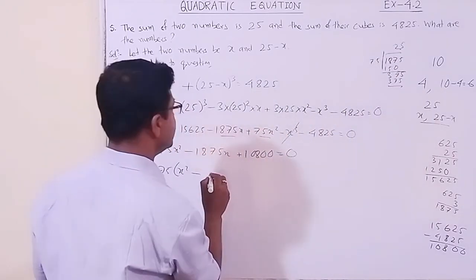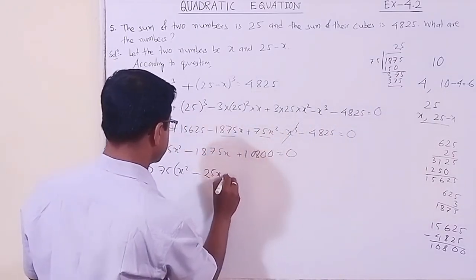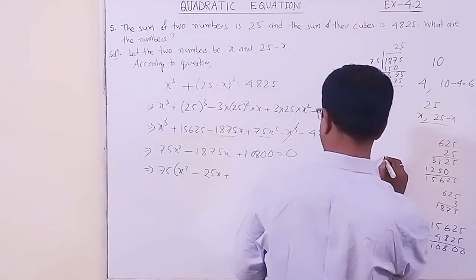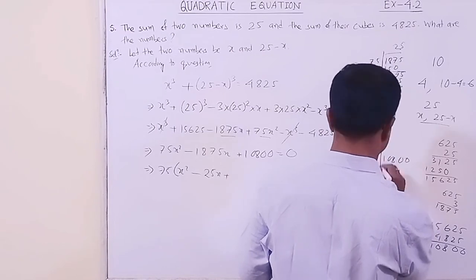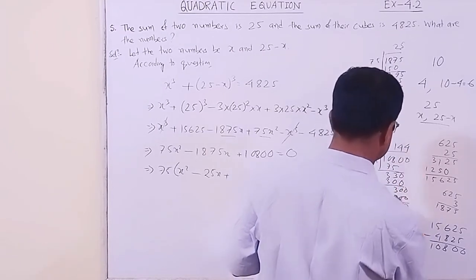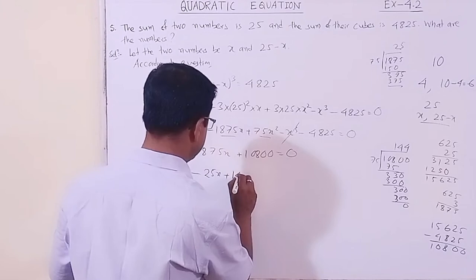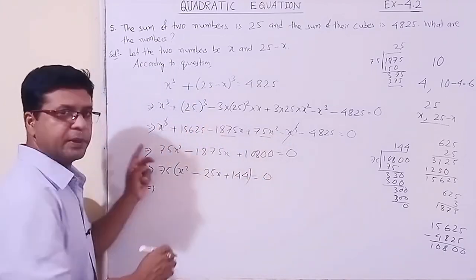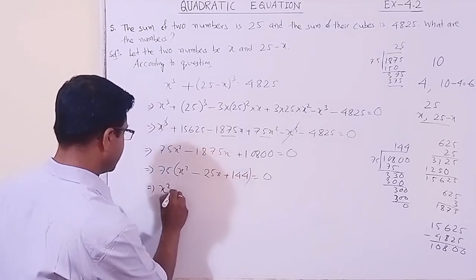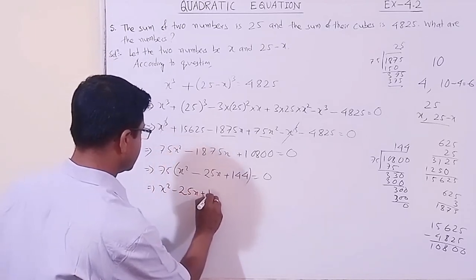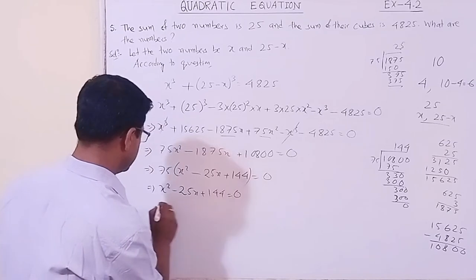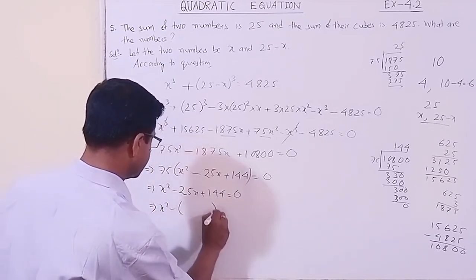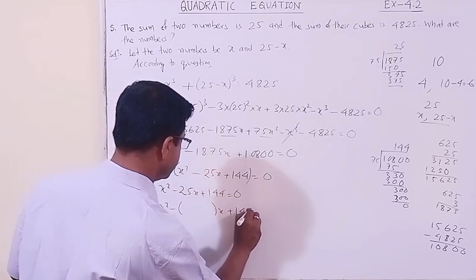So we have got 25x plus. Now from here, let us divide it by 75 and see what is common. 108, 144. 144 is equal to 0. Now we'll take this 75 on the other side. X square minus 25x plus 144 is equal to 0. We will factorize it by the middle term splitting. X square minus 25x plus 144 is equal to 0.